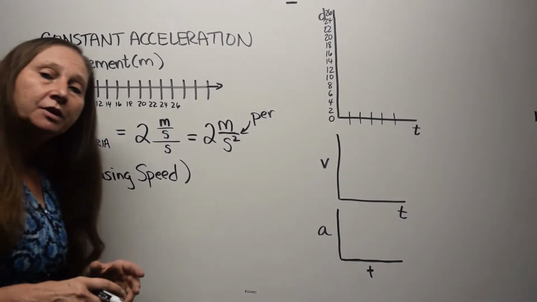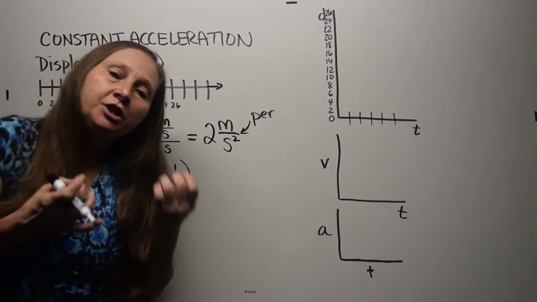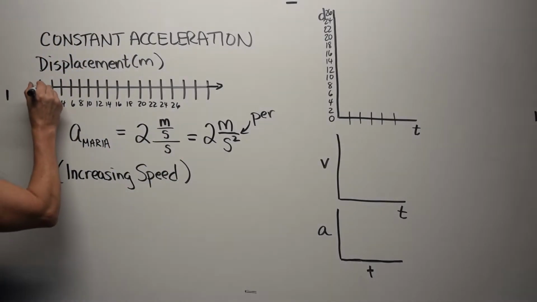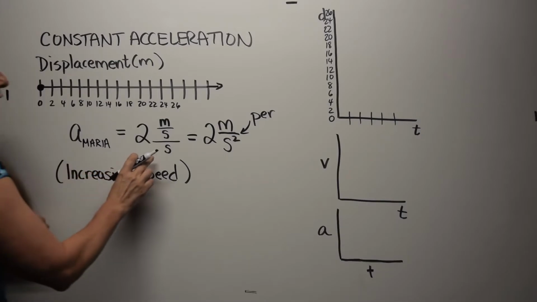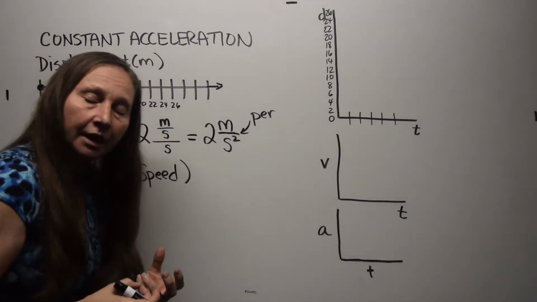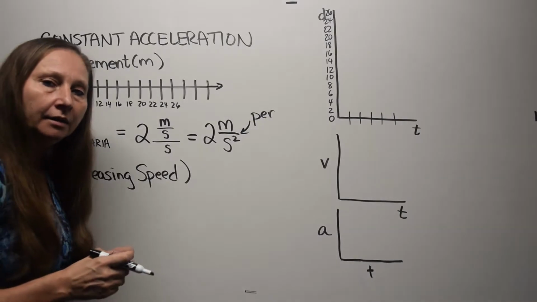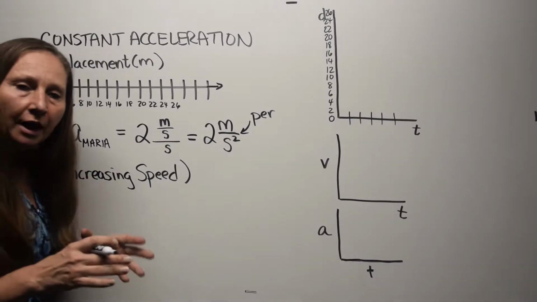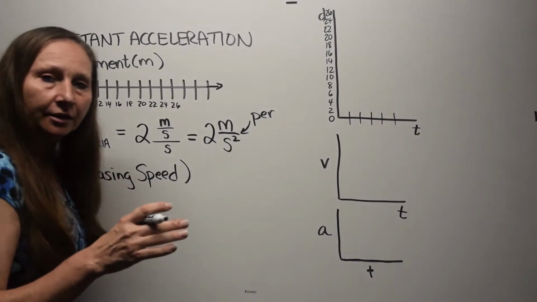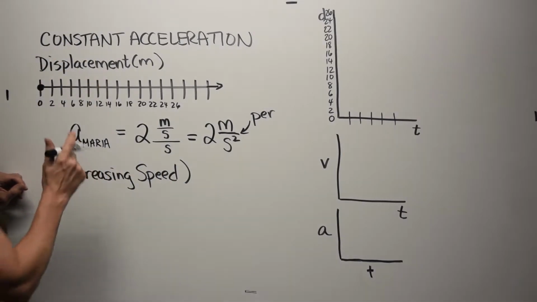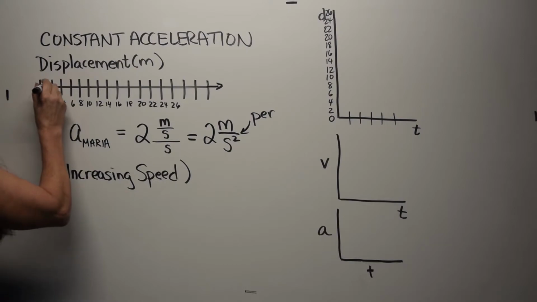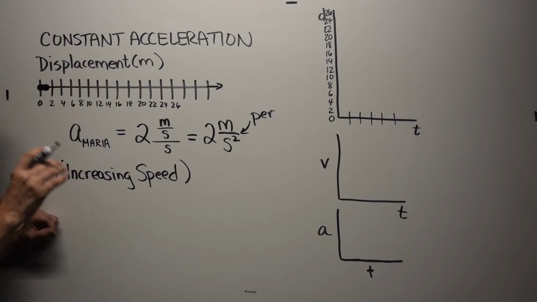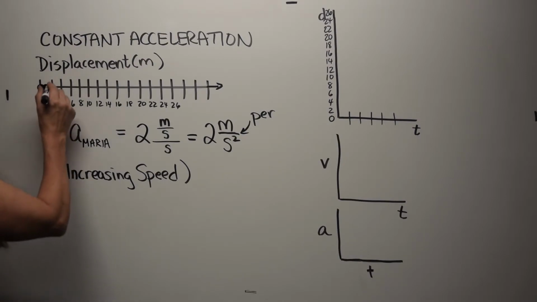Now, what happens to your displacement, to your position, when you go faster and faster and faster? Well, if you start at 0, and you start from rest, in other words, you're not moving at the beginning, this is different from constant velocity. But if you start from rest, after 1 second, you're going to be at 1. So we'll put you here at 1 meter. Now, after 2 seconds, you're going to be at 4.